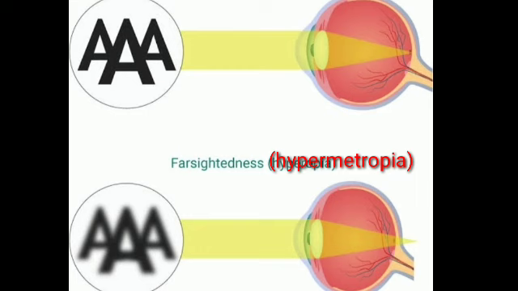This lens converges the incident rays before they reach the eye lens. The eye lens then converges them to form the image on the retina. The focal length of a convex lens is positive. Thus, the spectacles used to correct farsightedness have positive power. The power of these lenses is different depending on the extent of farsightedness.